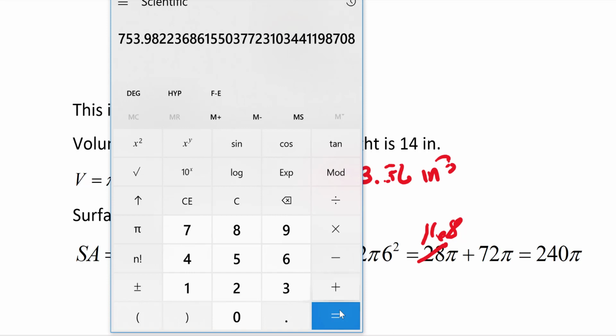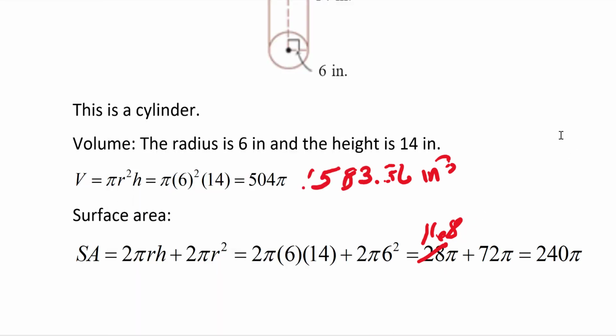And I get 753.98. So my surface area is 753.98. And this is inches squared for surface area.